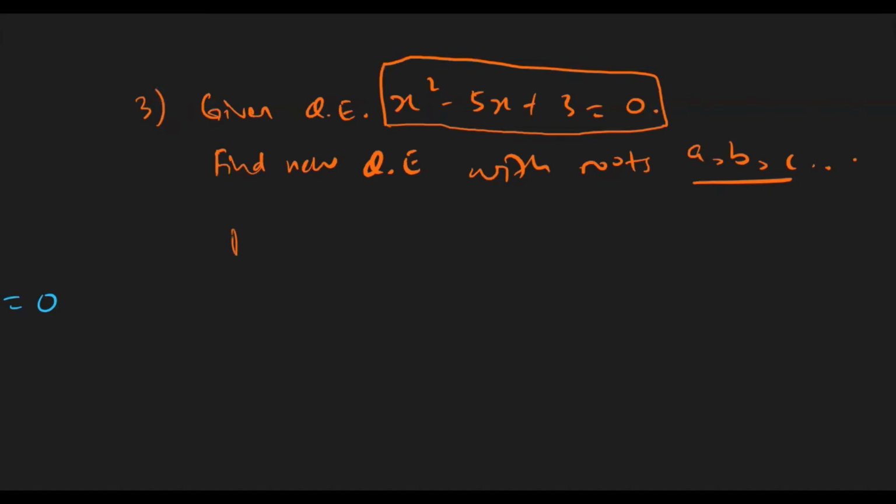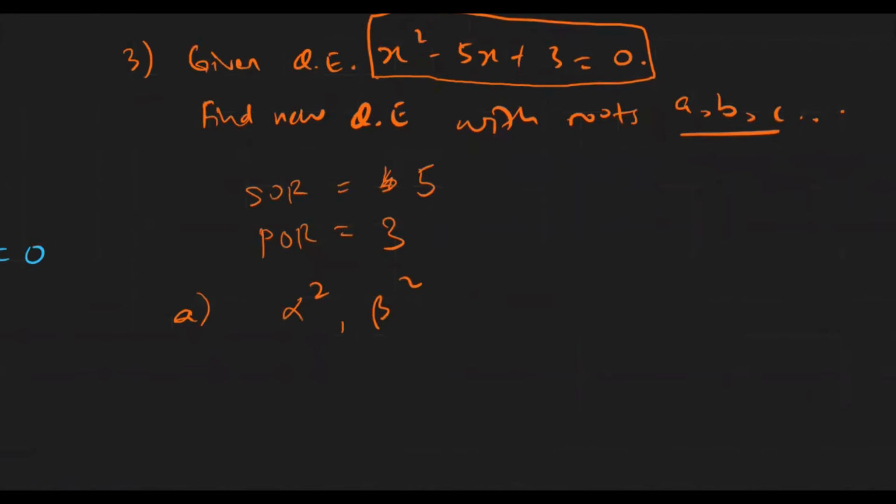Alright, so we're going to look at the original equation and find the SOR first. So the SOR will be equal to 5. Alright, and the POR will be equal to 3. Okay, then now my question. The first question is asking you to find the quadratic equation with roots alpha square and beta square, not forgetting that this is equal to alpha plus beta, and this is equal to alpha beta.